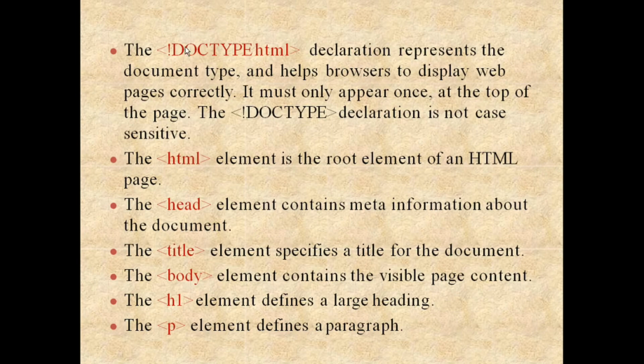Okay, so the first element which we saw was doctype HTML. The doctype HTML declaration represents the document type and helps browsers to display web pages correctly. It must appear only once, at the top of the page. The doctype declaration is not case sensitive, which means you can write it in lower case also, you can write it in upper case also, it will not show you an error. Okay, so every HTML document begins with the doctype HTML element.